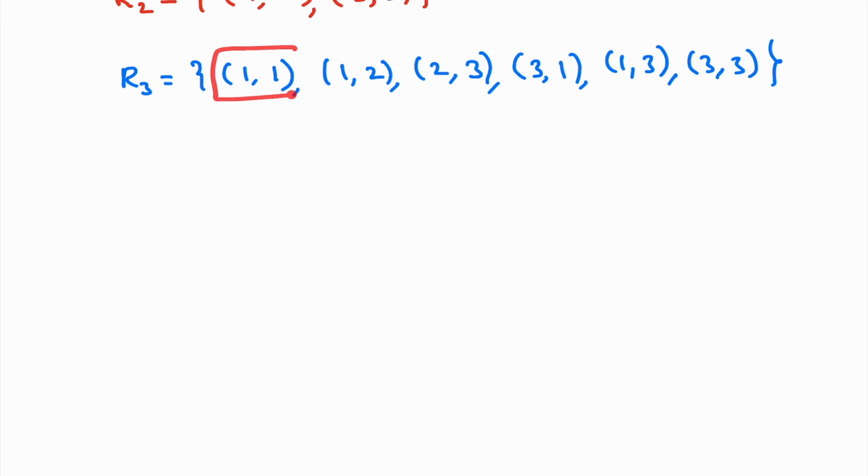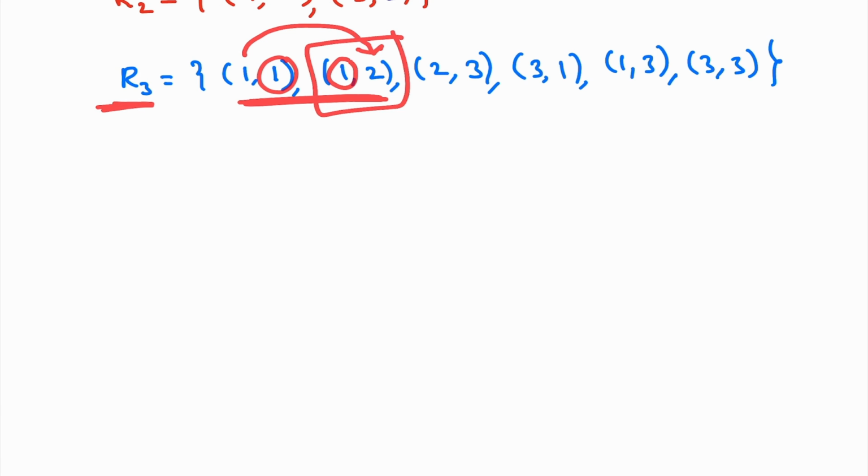So (1, 1) is there. This ends with 1. What are the others that start with 1? No need to check like that. Even though if you check, it satisfies. For example, I'll check here. This ends with 1. This starts with 1, right? Now, what is (x, z)? (x, z) is (1, 2). (1, 2) is there in this relation. Yes, (1, 2) is there in this relation.